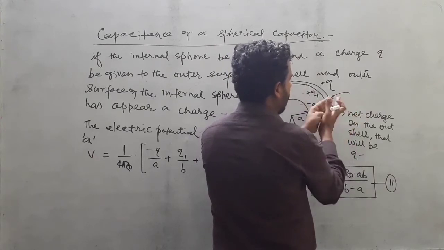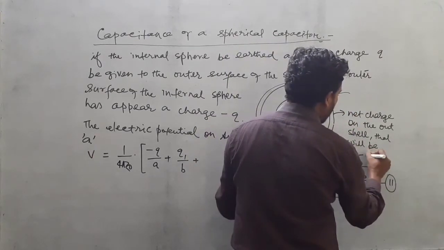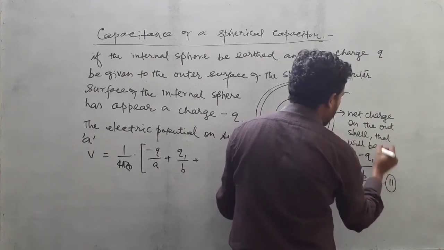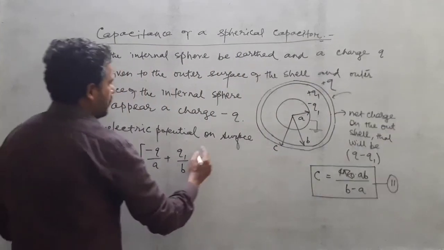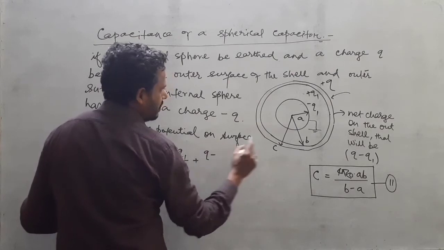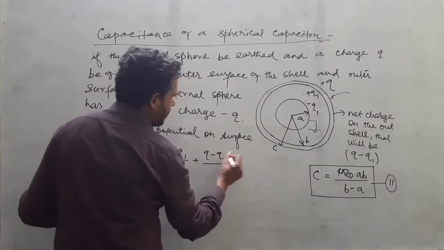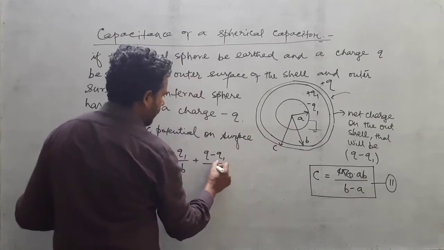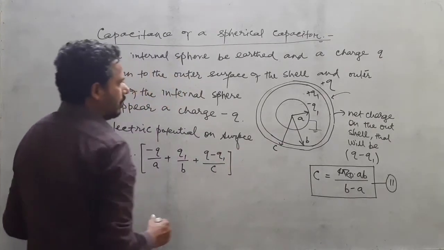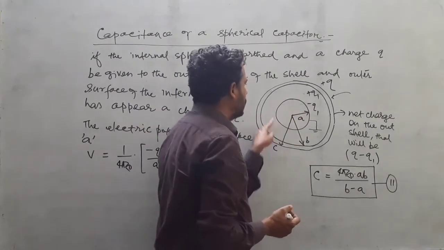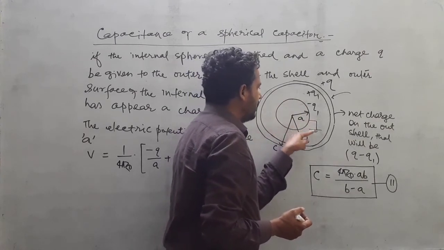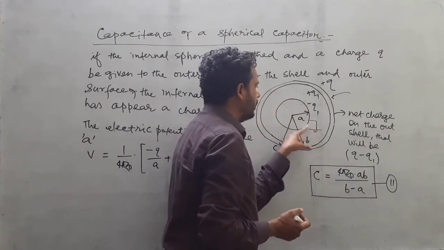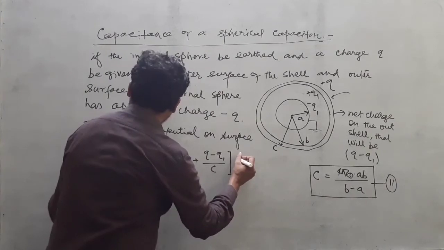So the algebraic sum will be Q minus Q1. This is the resultant charge over the outer shell, so there will be Q minus Q1 and its radius is C. Because you are going to find the potential at the outer surface of this sphere, and this is earthed, the potential at this surface will be 0.